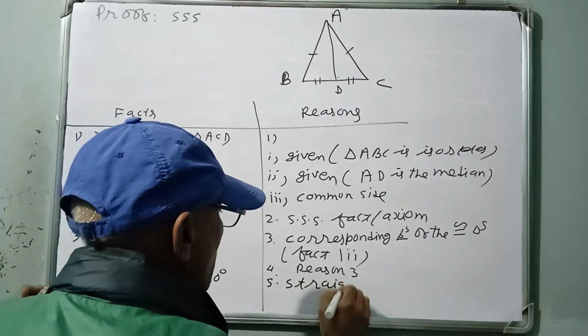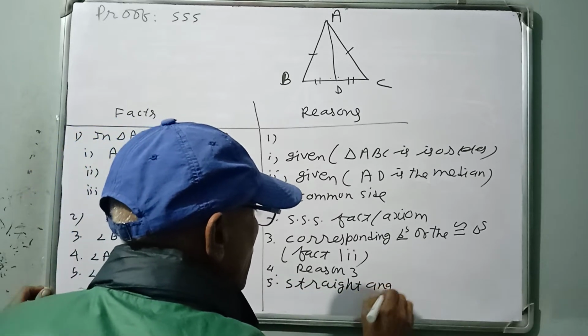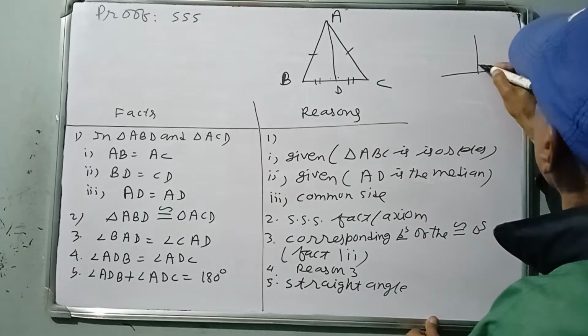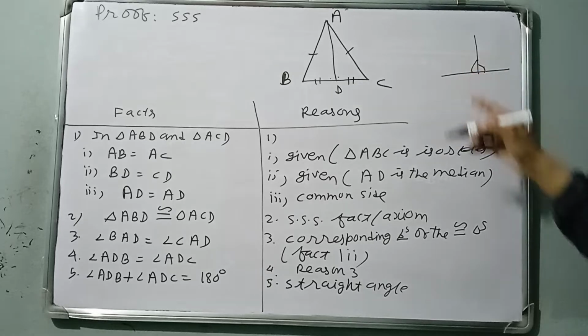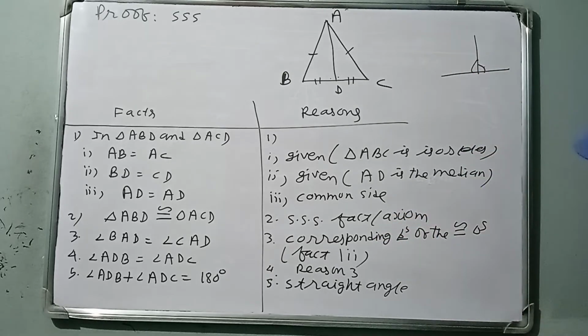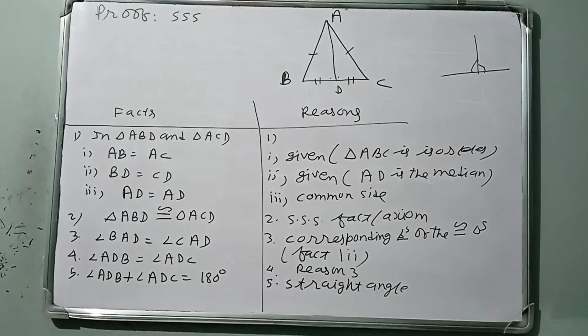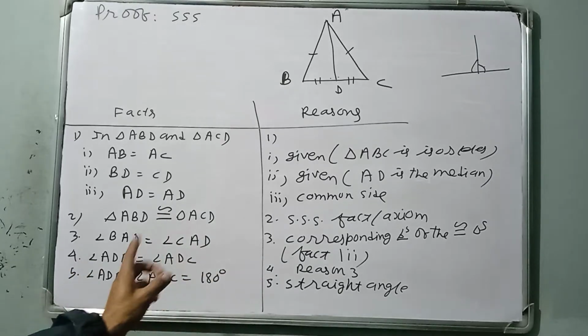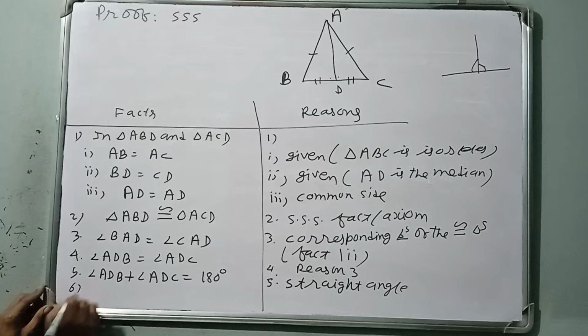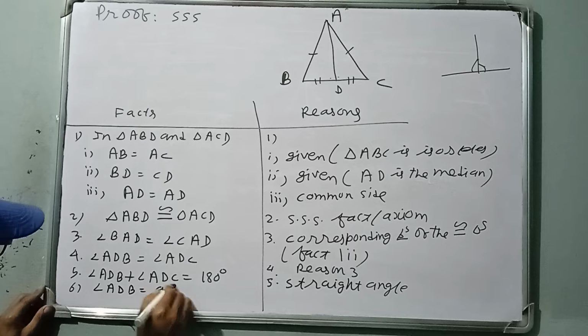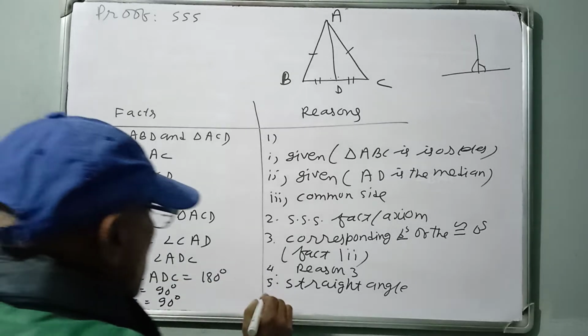straight angle. If two angles are equal and their sum is 180 degrees, what does it mean? Their values are 90 degrees. If two angles are equal and the sum of both is 180, then each must be 90. It means you can prove angle ADB equals 90 degrees and angle ADC is also 90 degrees.